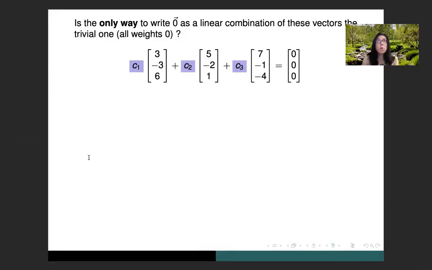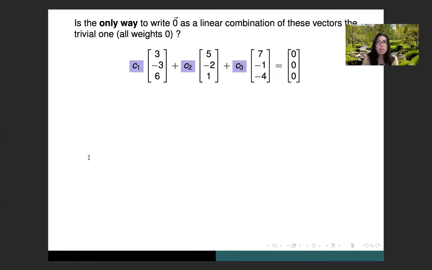To review, we wanted to know if the vectors (3, -3, 6), (5, -2, 1), and (7, -1, -4) were linearly independent. We did this by looking at an arbitrary linear combination of the 3 vectors with weights C1, C2, and C3, and seeing when this linear combination can be equal to the 0 vector. If the only way to make it 0 is to choose all weights to be 0, then the vectors are linearly independent. If there is a non-zero solution, then the vectors are linearly dependent.